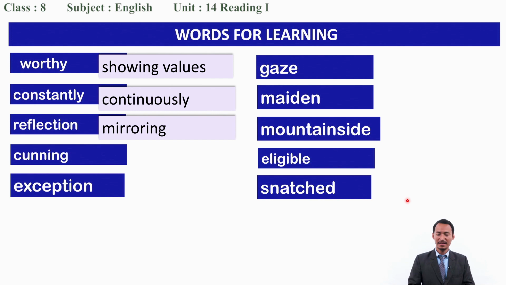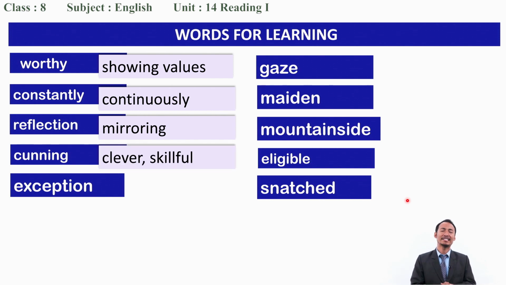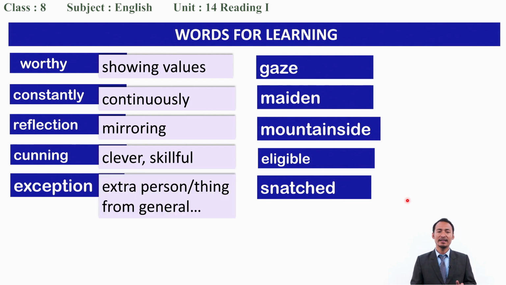Now, another word is cunning. Cunning means clever, very, very skillful. Not in a good way, but in a bad way. Very clever, skillful. An exception. Exception means out of the general, normal, like extra from the general group.